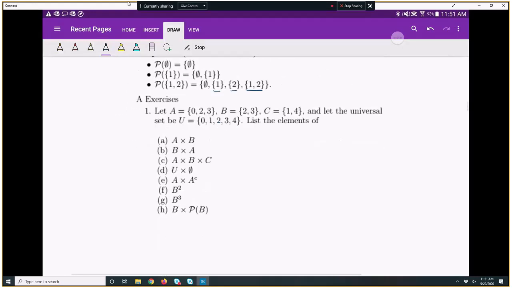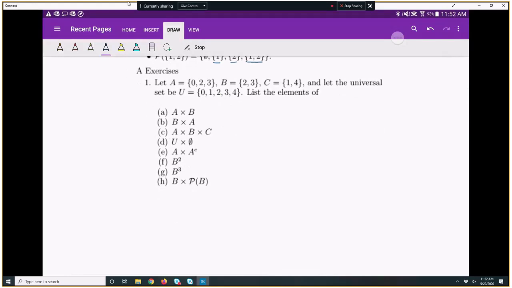Now let's do some examples involving Cartesian products and power sets. The first exercise defines 3 sets A, B, and C, as well as their universal set U, and we're first asked to find A cross B. So we remember that when we're trying to find A cross B, we're going to take ordered pairs where the first element in the ordered pair comes from the first set, in this case A, and the second comes from the second set, in this case B.